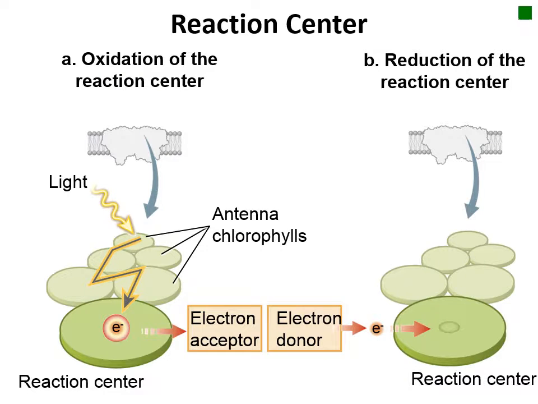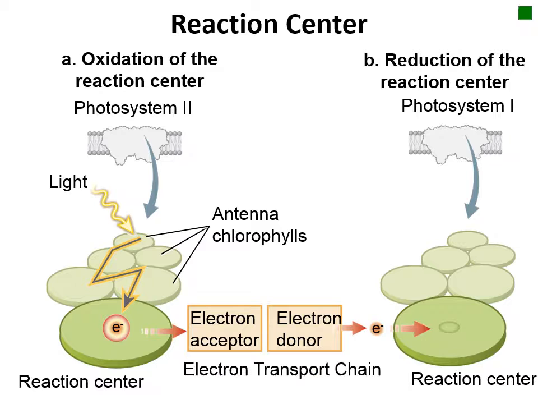There are two different photosystems in the thylakoid membranes, named photosystem 1 and photosystem 2. Unfortunately, the photosystems are named in the order they were discovered and not the order in which they function. This means that photosystem 2 comes before photosystem 1 in the overall mechanism of the light reaction. An electron transport chain connects the two photosystems together.